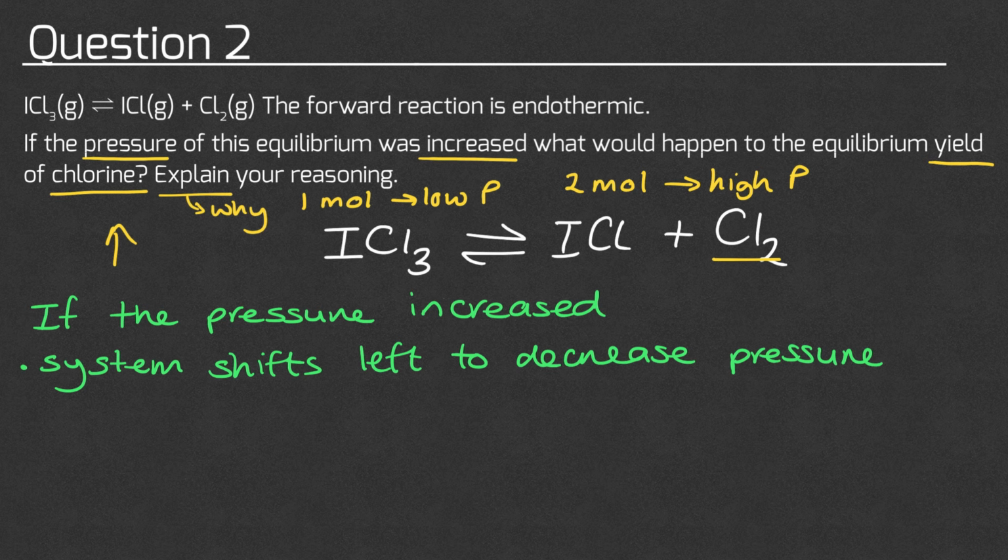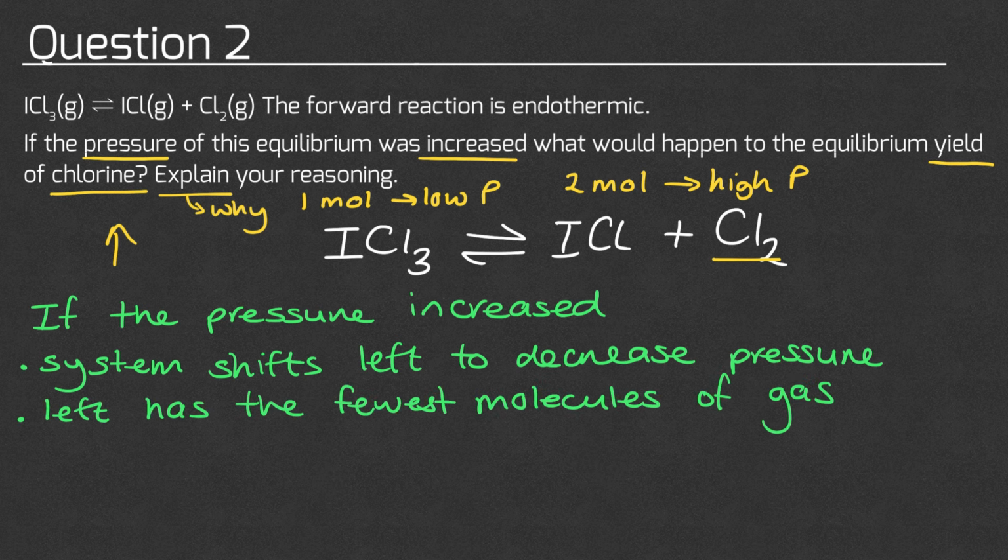Because we've annotated our equation, we know that the left side has got low pressure. So if we increase the pressure, we're going to shift to the left side to decrease that pressure. We need to explain why we're doing this. And we're doing this because the left has the fewest number of molecules of gas, therefore the lowest pressure.